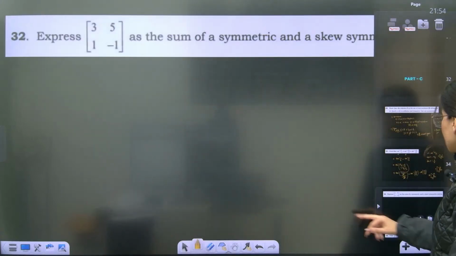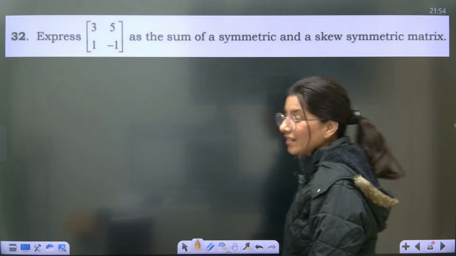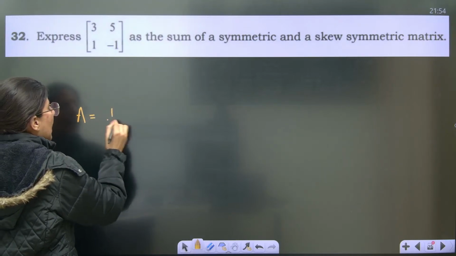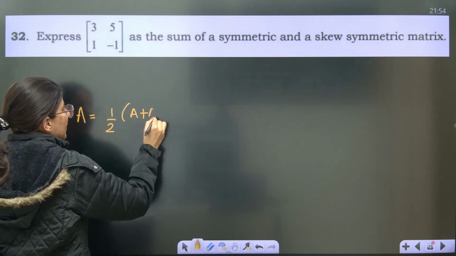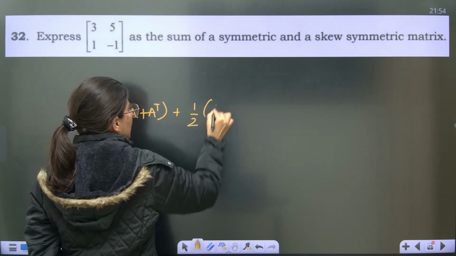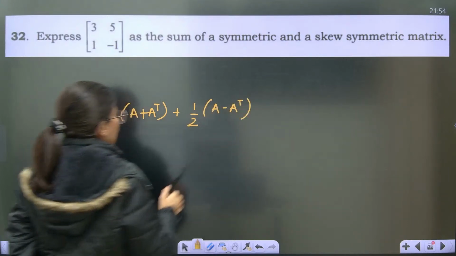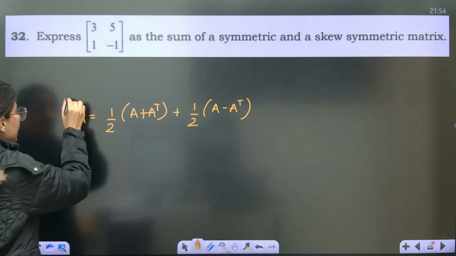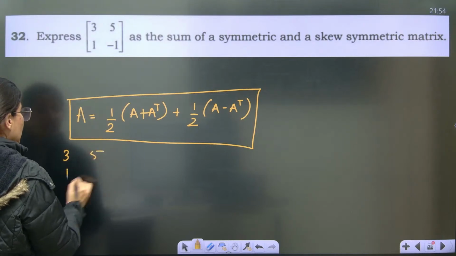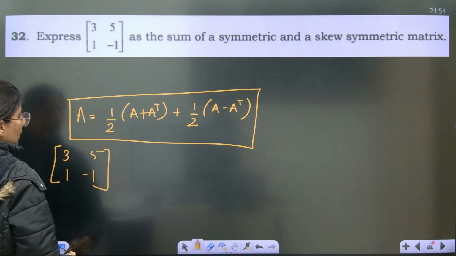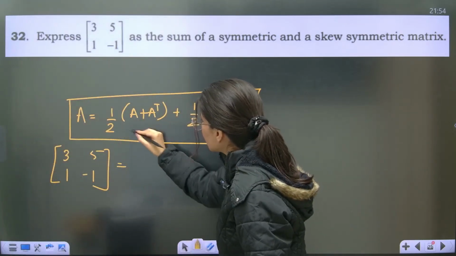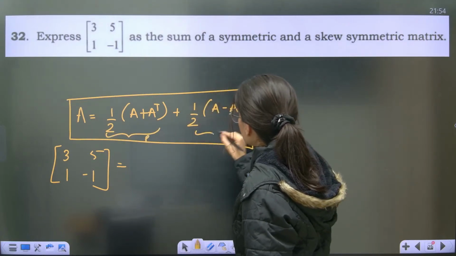Okay. Next question: express this as a sum of a symmetric and a skew symmetric matrix. Now understand, any matrix A can be expressed as the sum of a symmetric matrix, this is the symmetric part, plus a skew symmetric matrix. This is the concept. So this matrix 3, 5, 1, minus 1 is your A. It can be expressed as P plus Q, where P is symmetric and Q is skew symmetric.